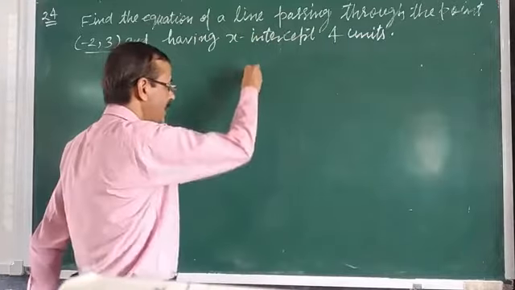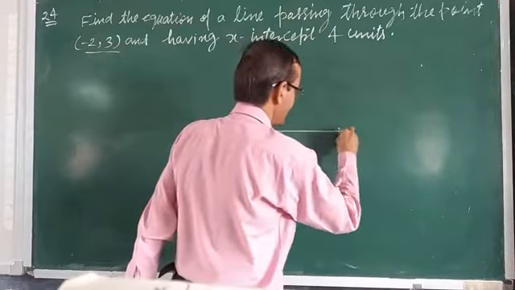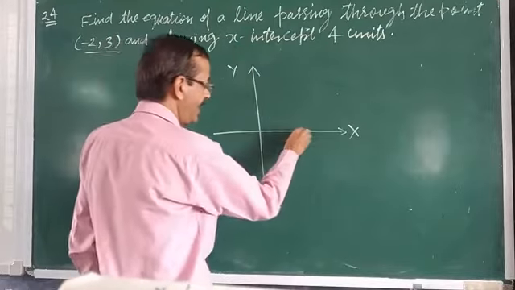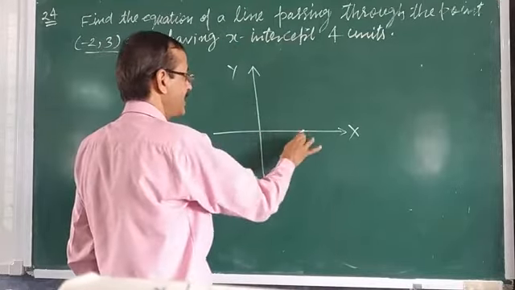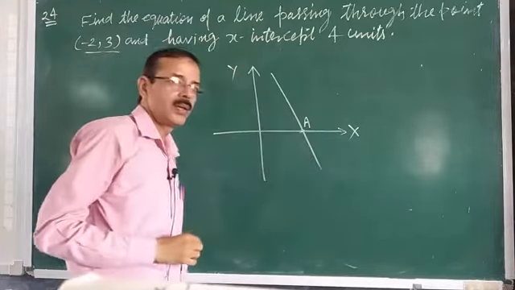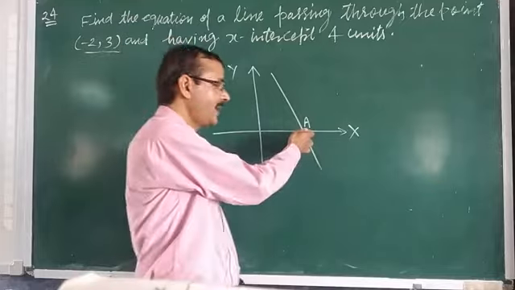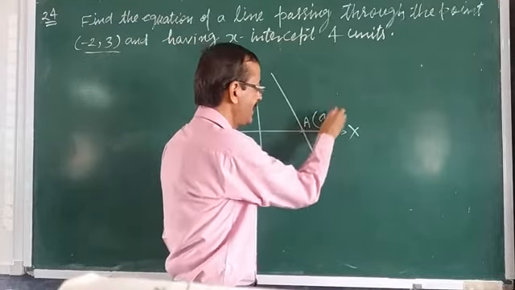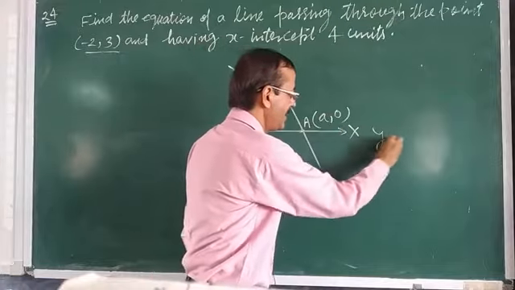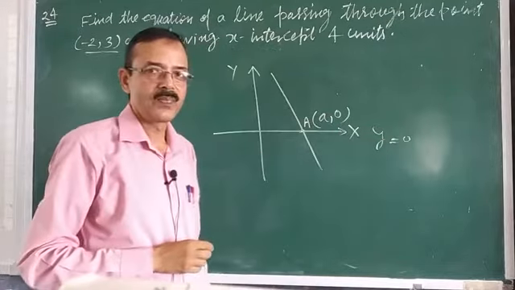Suppose this is the x-axis and this is the y-axis. If the line intersects this x-axis, suppose the line intersects at point A. What can you consider this point A? We can consider (a, 0). Why? Because y is equal to 0 on this axis.